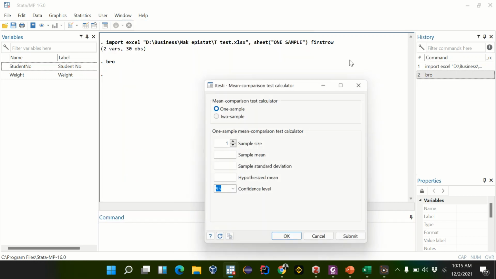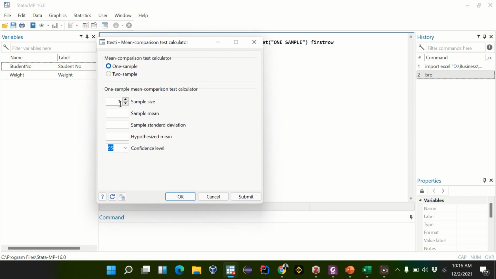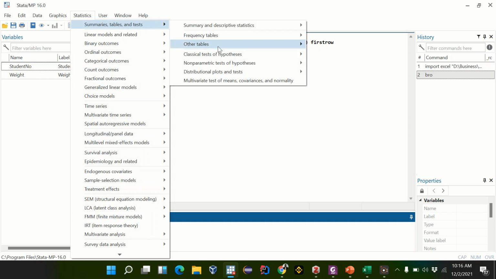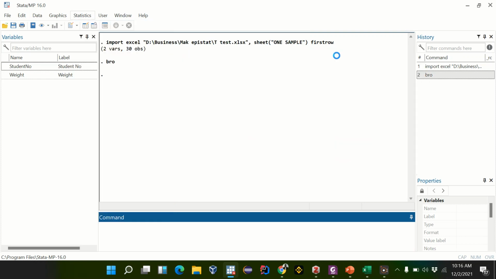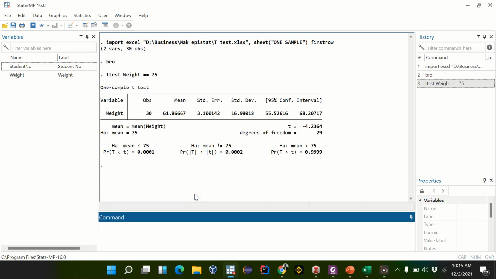Let's see, calculator. We have a one sample. Oh, this is a calculator now. So let's go back. We have a one sample. The variable name is weight. The confidence level, we shall use 95%. The hypothesized mean is 75. So let's press OK.